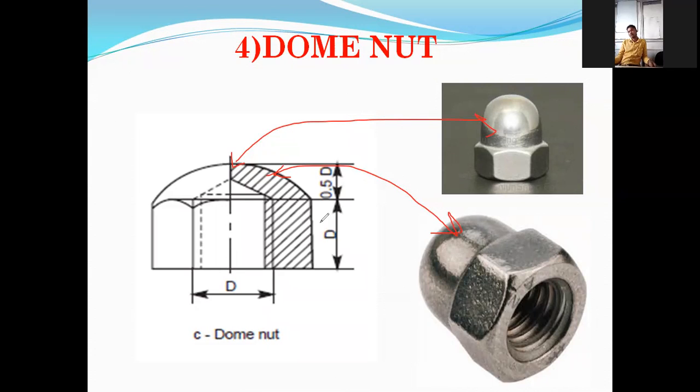Why should it not come out of the nut? The bolt end should not come out of the nut. Two purposes are there. What was that? Corrosion and injury.